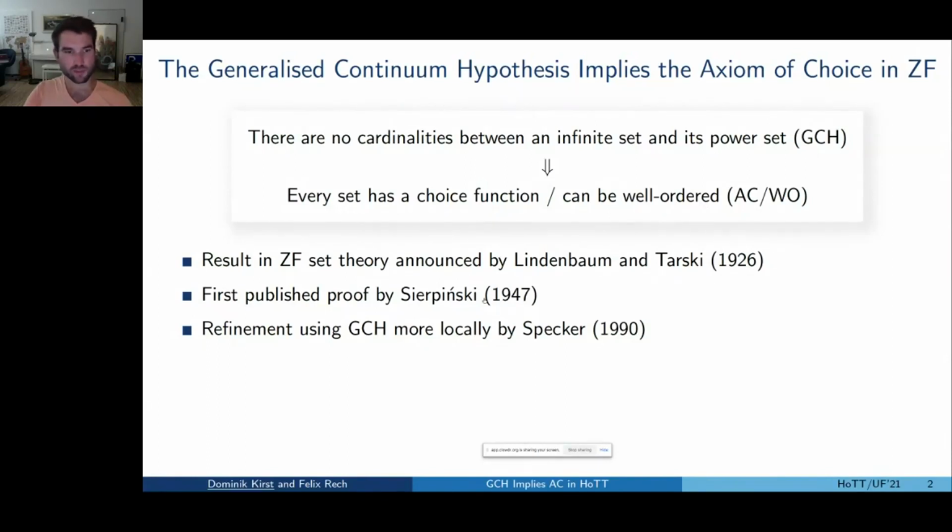And afterwards, there was a bit more work in trying to localize the proof a bit more, so minimizing the instances of GCH you need to prove AC. And Specker was the one who gave the strictest result, shrinking it to just 2 instances.